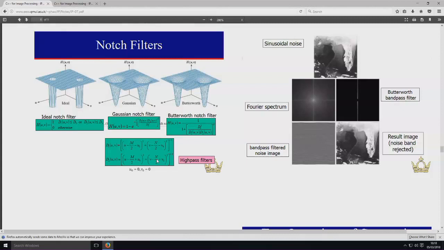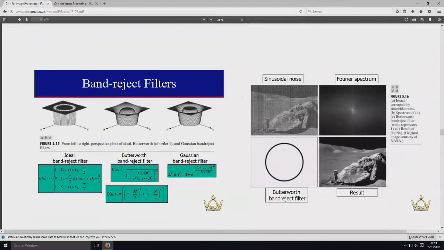Okay. For a notch filter, we can still have the ideal one, which has the ringing effect, and we can have a Gaussian filter or a Butterworth filter to remove some frequency points. And if we use notch filters for this example here, how many filters do we need? We use a notch filter to remove a pair of points. If we just use those, we need 1, 2, 3, 4. We need 4 notch filters added together to make a new filter.